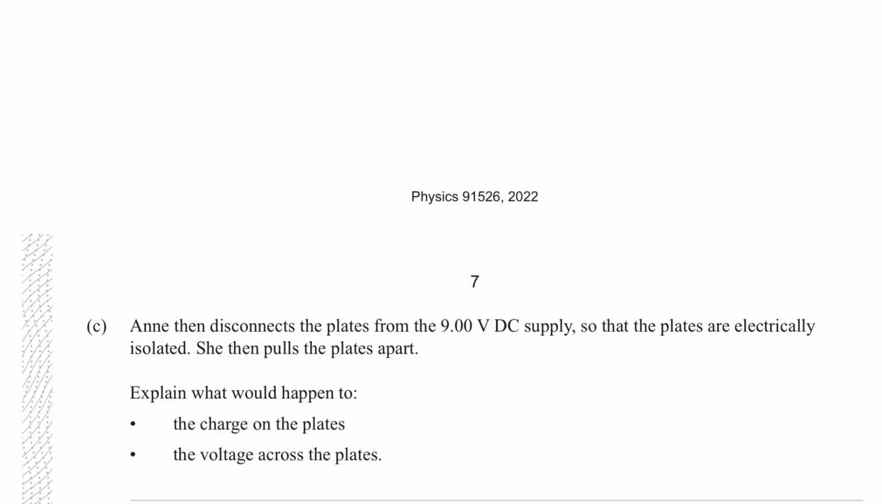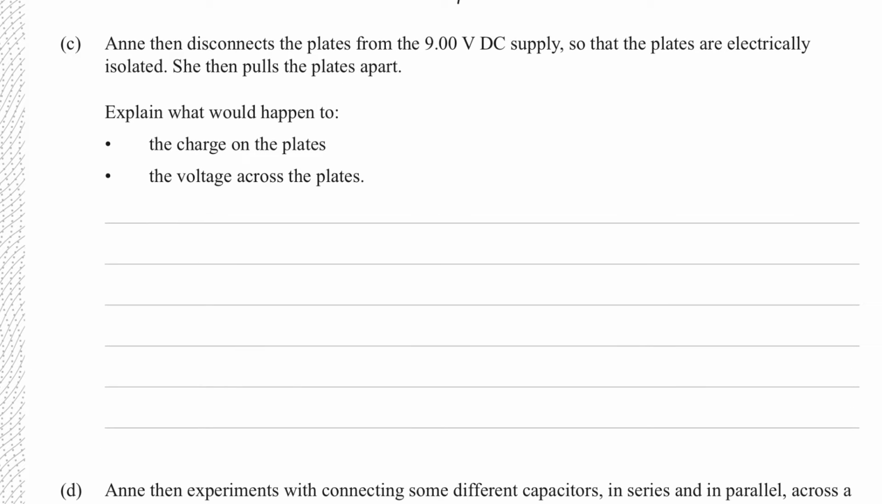Okay, C, and then disconnects the plates from the 9-volt supply so the plates are electrically isolated, then pulls the plates apart. Oh, one of these questions. Explain what would happen to the charge on the plates and the voltage across the plates. So as an interesting kind of approach, you've got the same amount of energy stored in there. And if we stick with the half QV, the charge cannot change in there.